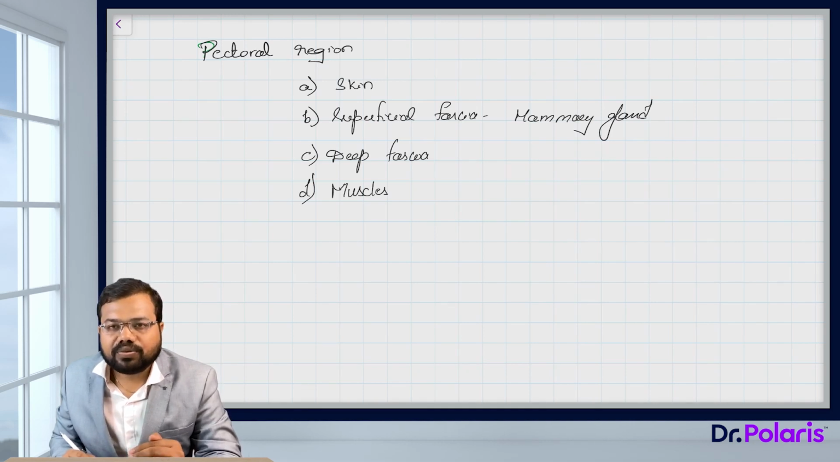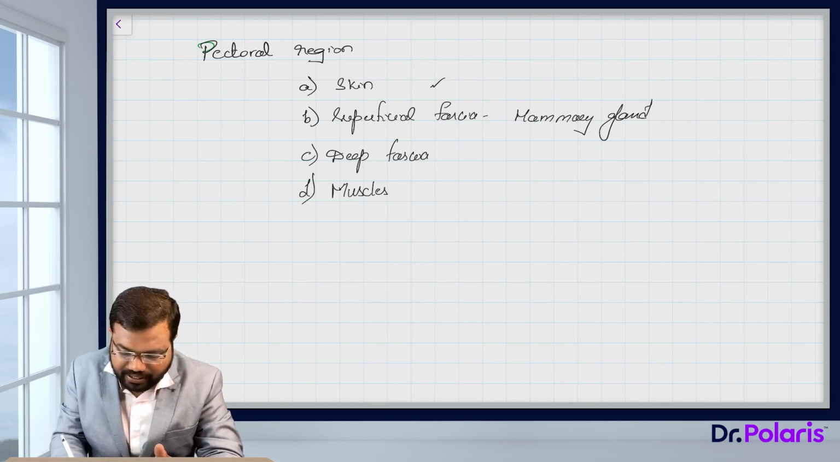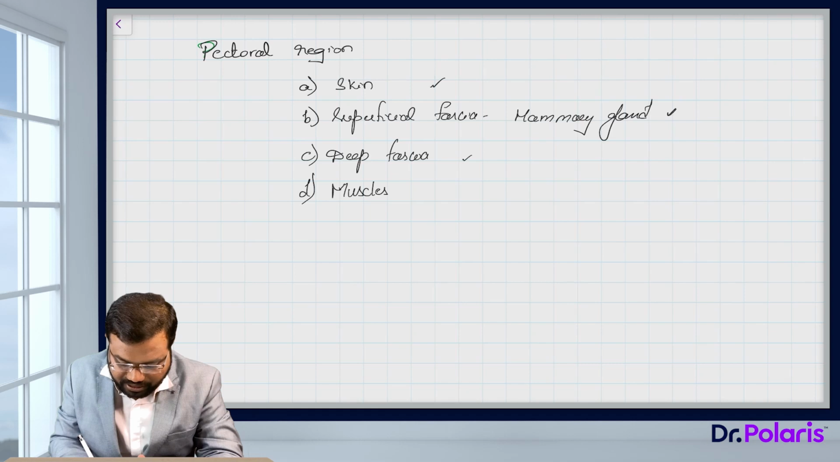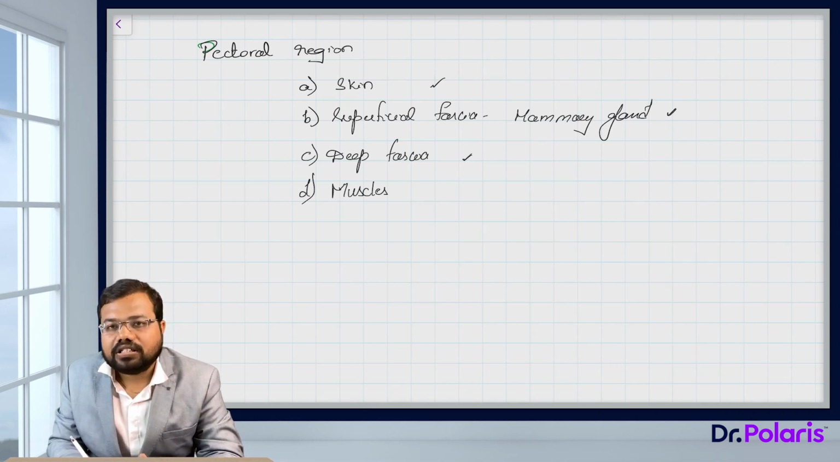The deep fascia in the pectoral region is called pectoral fascia. In the previous sessions we had discussed that the pectoral region is divided into 4 layers. The first layer is the skin. The second layer is the superficial fascia, where we discussed the mammary gland because it is present inside the superficial fascia. The third one is the deep fascia, present in the pectoral region, so this is called the pectoral fascia.